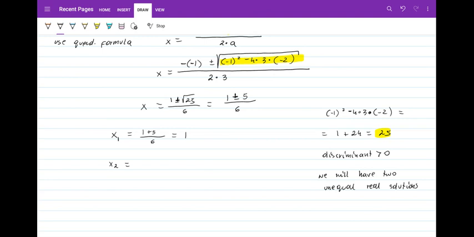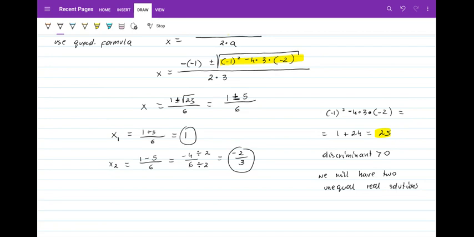Second solution, I'm going to perform subtraction. So we have 1 minus 5 divided by 6. We're getting negative 4 divided by 6. Always reduce the fraction. So divide numerator and denominator by 2. And we're getting negative 2 over 3.